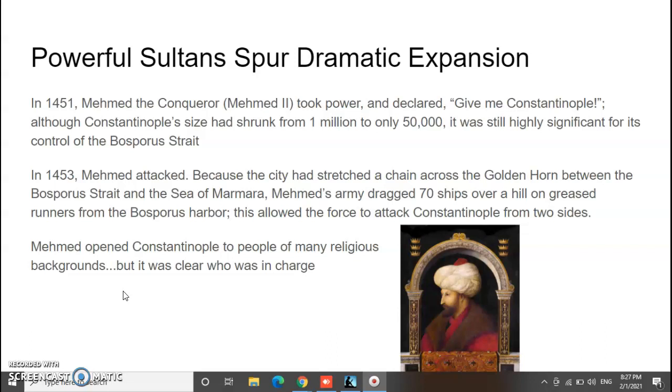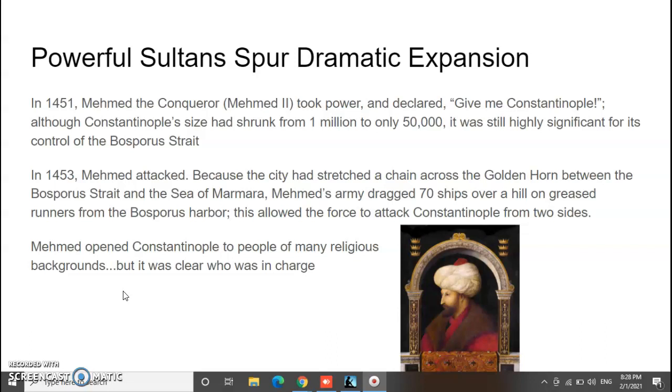So Constantinople had been the capital of the Byzantine Empire, a one-time really important city for this Eastern Roman Empire, where you find Eastern Orthodox Christianity. And by now, Constantinople's size had actually shrunk from 1 million to only 50,000. Not sure of all the reasons that led to this major decline, but in any case, it was still really significant because it controlled the Bosporus Strait. So maybe not as impressive of a city and not as many people there, but in terms of strategy for trade and control of this area, it was still important.